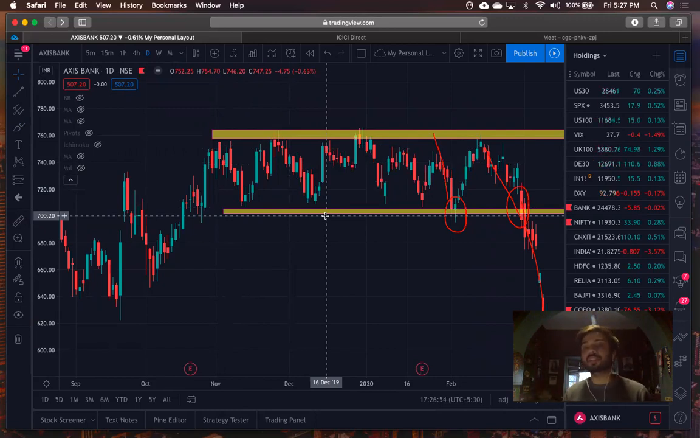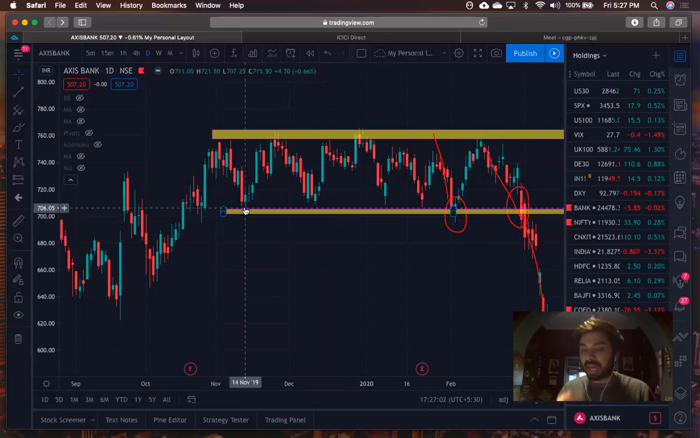But understand, this is not a theoretical subject. Market is all about psychology. Market is all about emotions. So when you come to a support, you have to give some kind of room, some kind of benefit of doubt to both the parties.